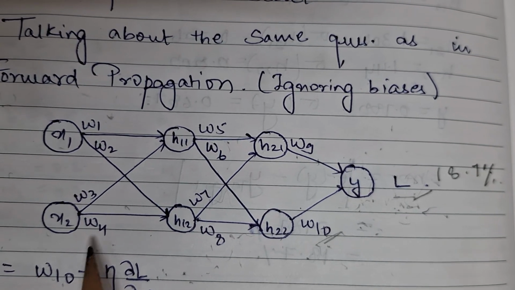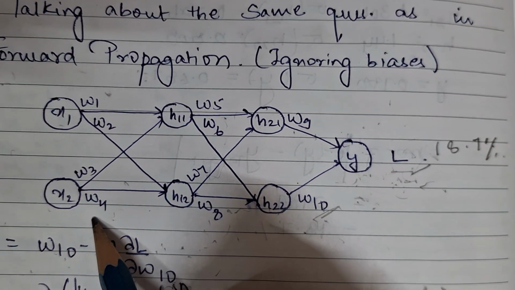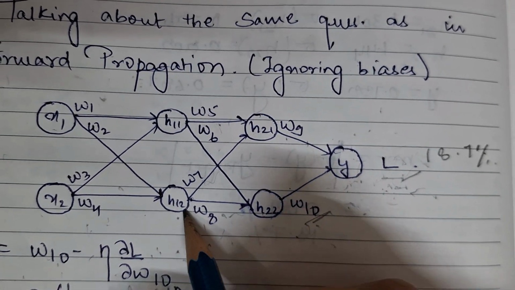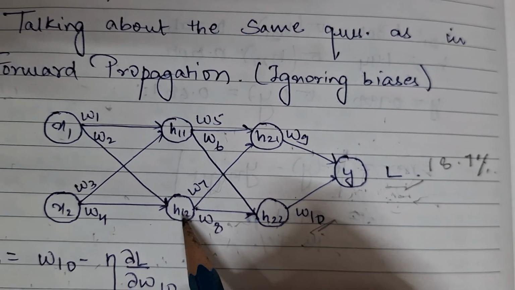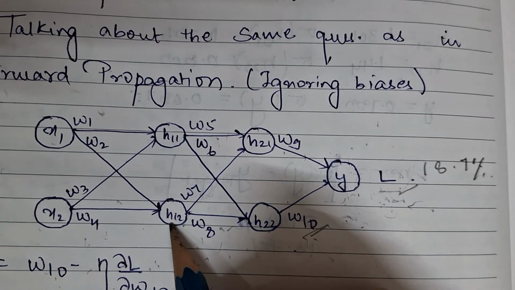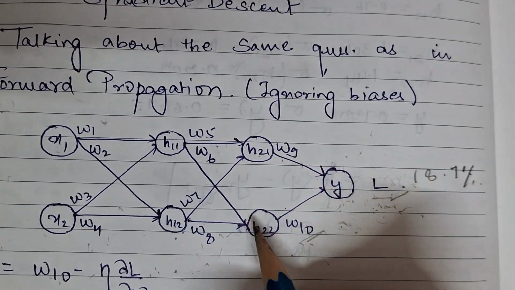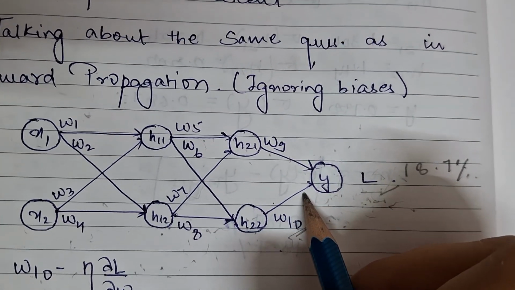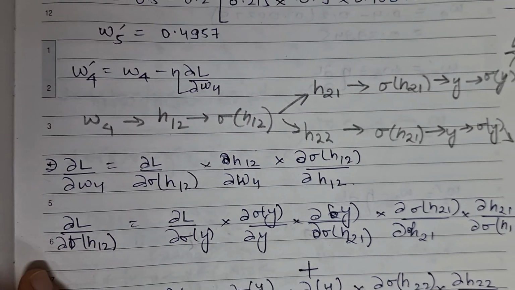First we will be calculating omega 4. Now if we see here, omega 4 directly contributes to H12. And H12 contributes to sigma of H12, which will contribute to H21 and H22, and then it will go to Y consecutively. Which means the flowchart for omega 4 will look something like this.